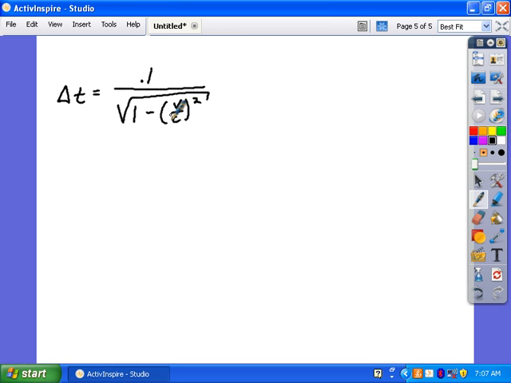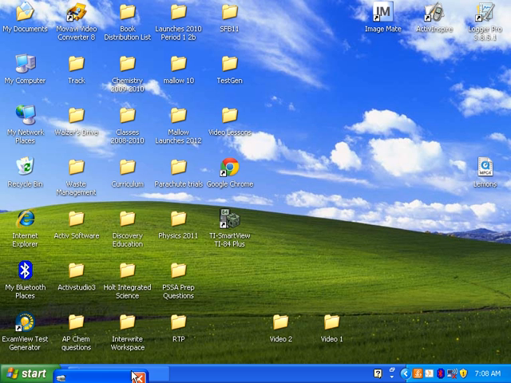Now, if I'm going the speed of sound, and let's just make it an easy number, we'll call it 340, delta t equals 0.1 divided by the square root of 1 minus 340 over 3 times 10 to the 8th meters per second, squared. Now, the nice thing is, meters per second divided by meters per second, the units are going to cancel out. I'm going to have a time of seconds up top here. The end unit is going to be seconds. So, 1 minus 340 over 3 times 10 to the 8th. Let me get my emulator up here.